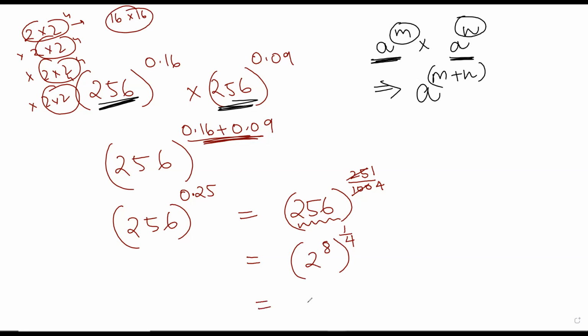So what we can do now is 2 to the power 8 into 1 by 4, right? And then this becomes 2 raised to the power, now this is 4 and then 8 gets cancelled. So 2 squared, and that is 4. Mridula, is it right? Sorry. Yes?